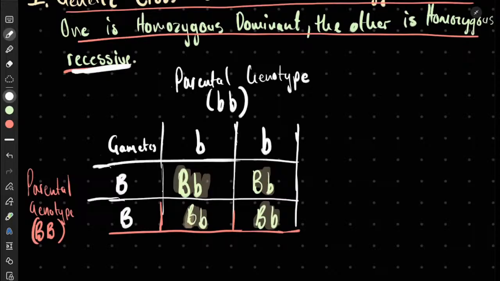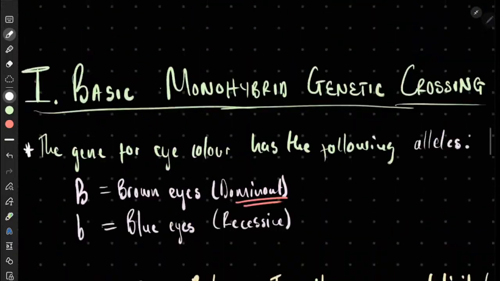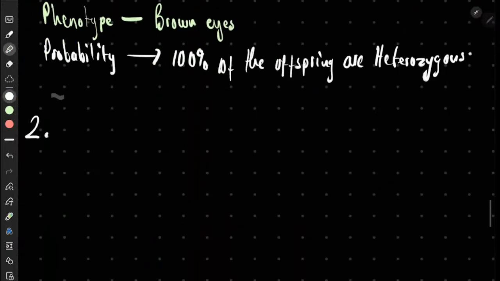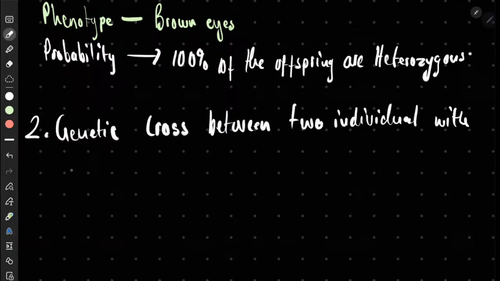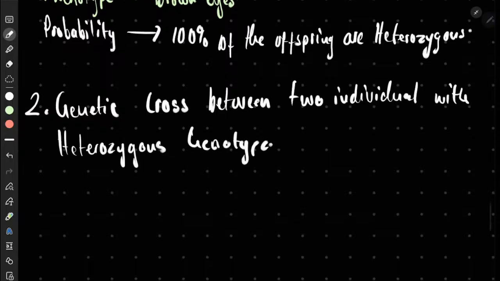Okay. So now let's do the second example. We are still in part 1. We are still doing the basic ones. We're going to do the other ones that I want you to know. Part 2 now is a genetic cross. They'll tell you, please give us a genetic cross between two individuals with heterozygous genotype. We now want the genetic cross between two individuals that have heterozygous genotype.